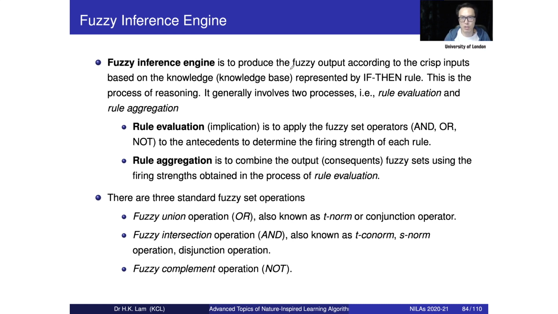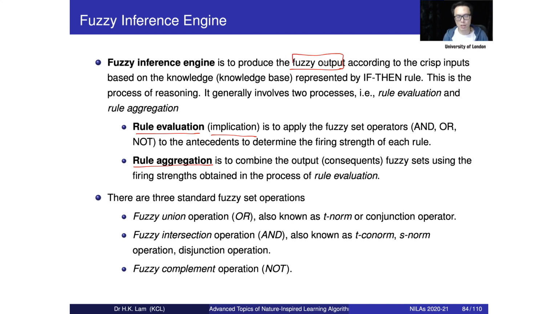Which is going to produce the output as I mentioned before. Now, we can break down the fuzzy inference engine into two processes. Rule evaluation, sometimes referred to as implication, and then rule aggregation. Rule evaluation is where we evaluate the contribution of each rule given by the if part. And then the rule aggregation is where we consider the contribution of each rule and put them together to form the final output.